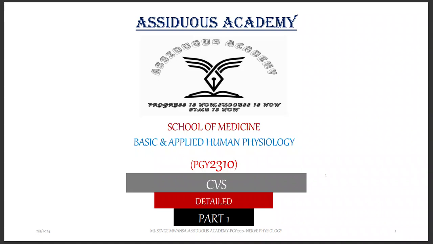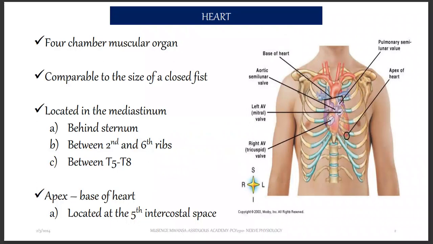Okay, CVS, cardiovascular system. We know the heart is in the mediastinum, behind the sternum, located between the second to the sixth rib.